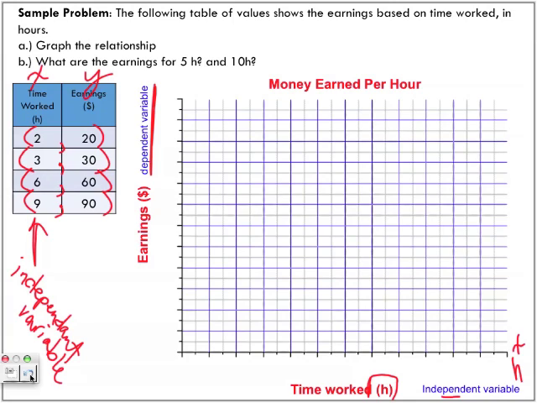If you look at the two variables, money and hours worked, which depends on the other? Think about it. How much money you make depends on what? Your earnings depend on what? Exactly. How much you make is the dependent variable, because it depends on how much time you're going to work, because that's what's going to change your earnings. So that's the independent variable, which means that your next one is your dependent variable.